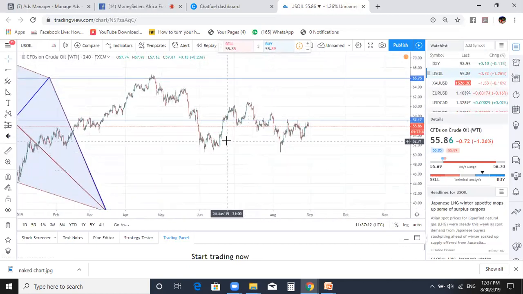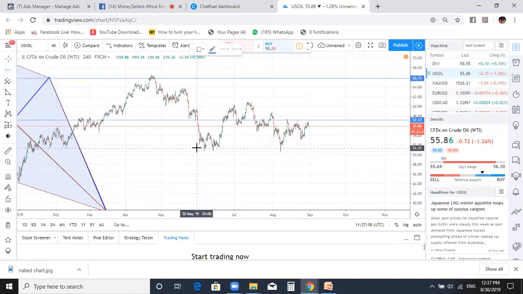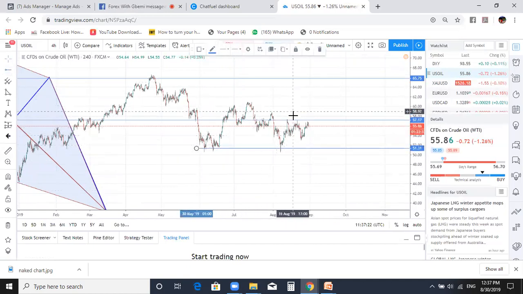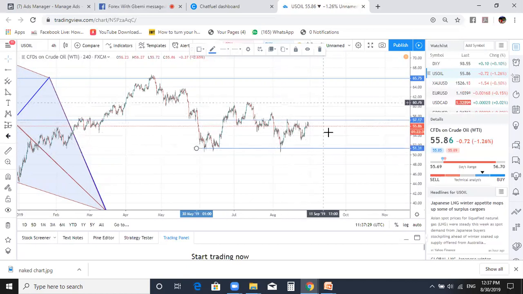Some people just trade consolidation. I don't really trade consolidation because I'm not a short-term trader like a scalper. But some people, intraday traders, look at this area and say, okay, this market is consolidating. When it goes up here, you sell. When it comes back down here, you buy. And then you keep buying and selling, and you're making your money for yourself.